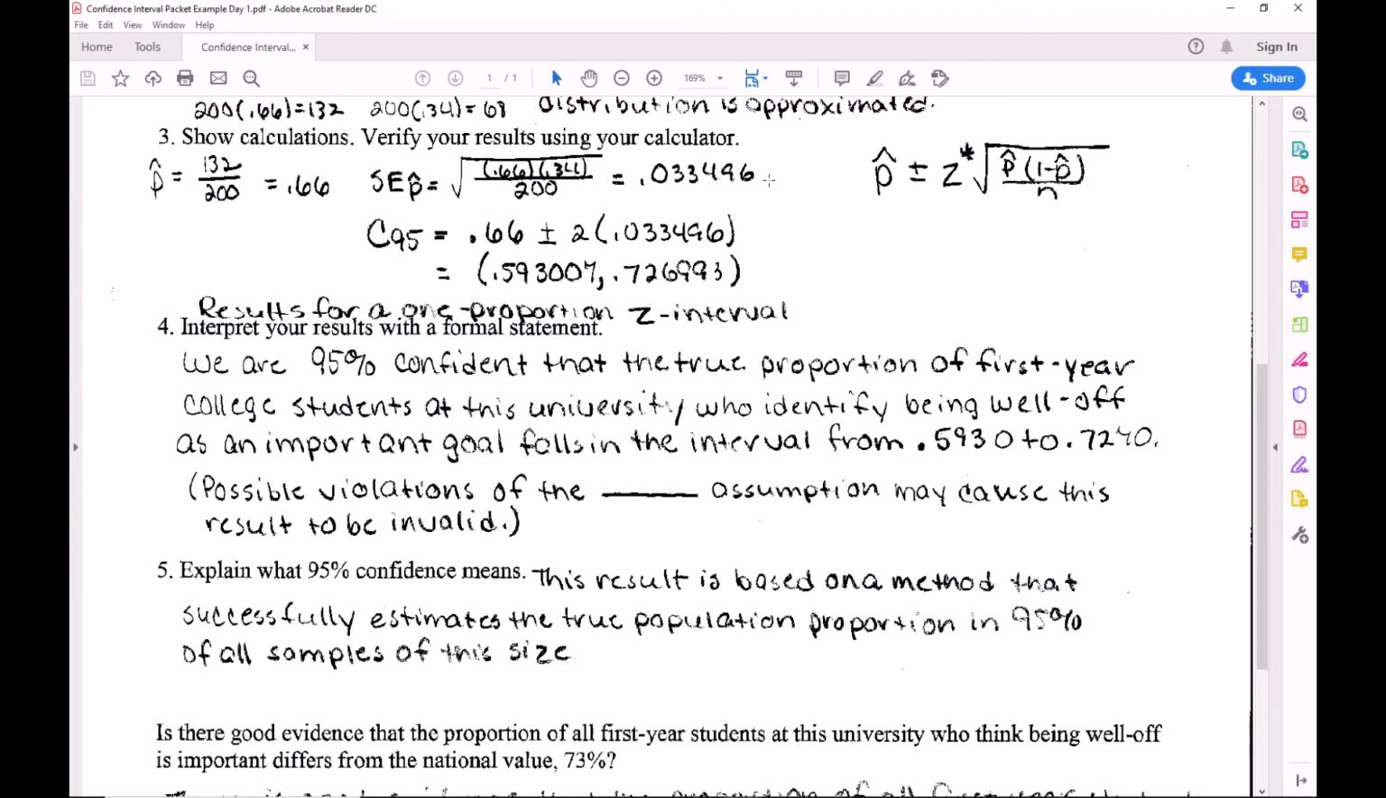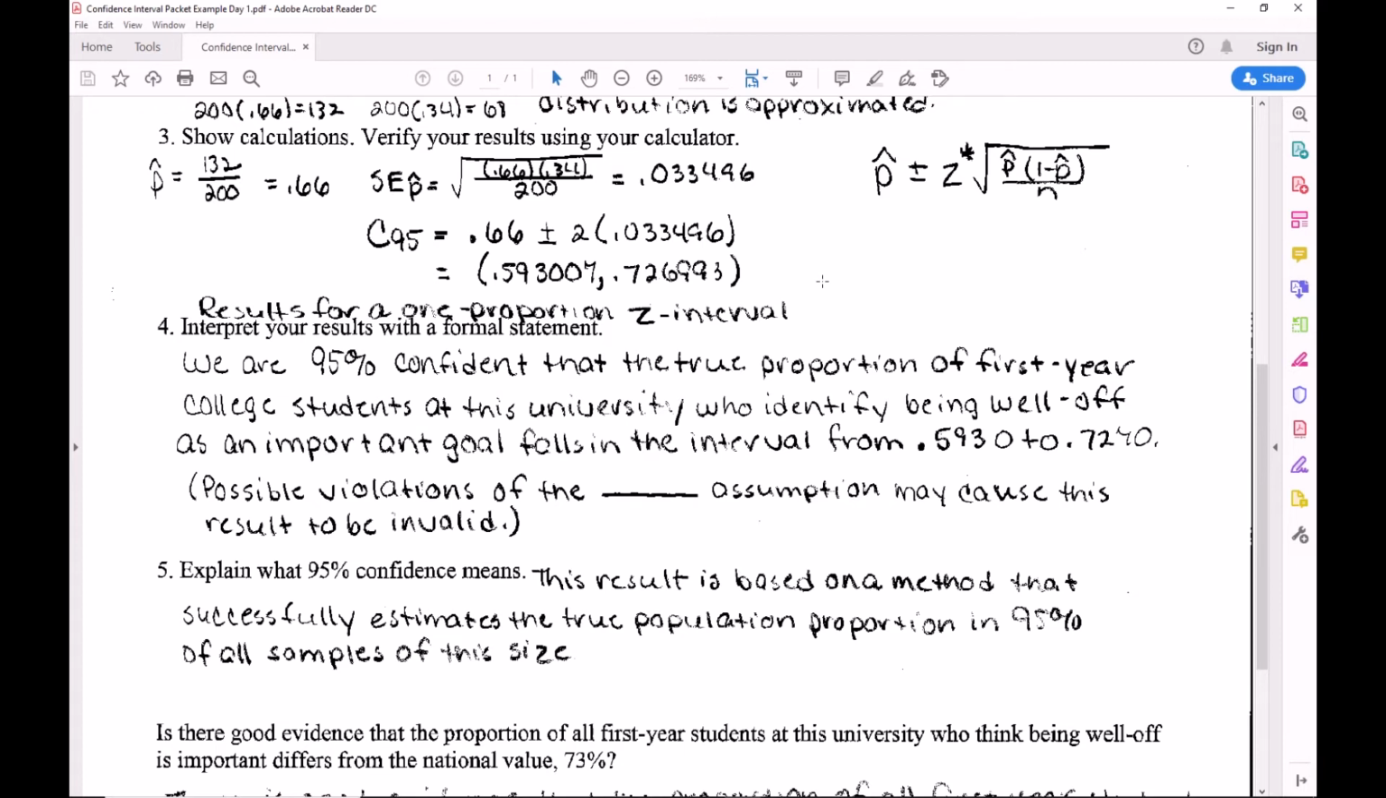All right, here's how you build it. You name your interval with a capital C and a subscript 95. So that 95 could be a little smaller, but that's what it is. Equals your sample estimate, 0.66, plus or minus 2 for your 95% standard errors, 0.033496. And then if you do the math, you get your final answer, 0.593007 up to 0.726993. That's it. That's your confidence interval.